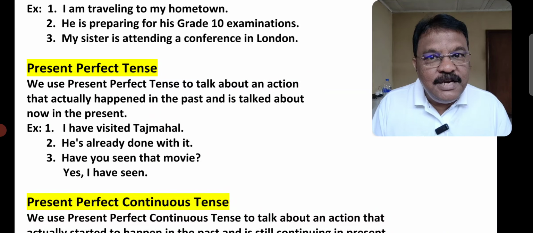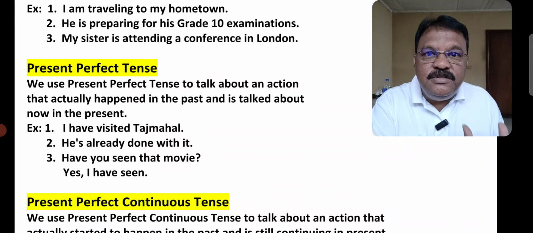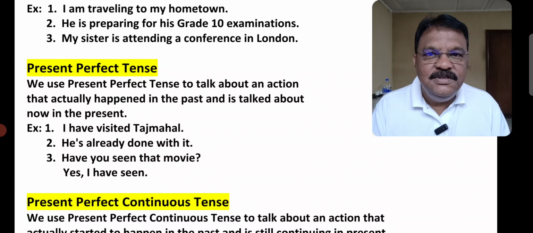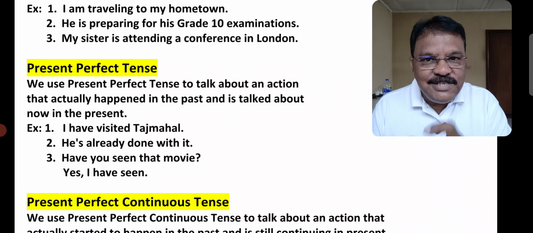If you are visiting now, then you should say, "I am visiting Taj Mahal." If you visit Taj Mahal always, every week or every month, then you have to say, "I visit Taj Mahal every week." You got the difference? Very good. Now look at the second example.